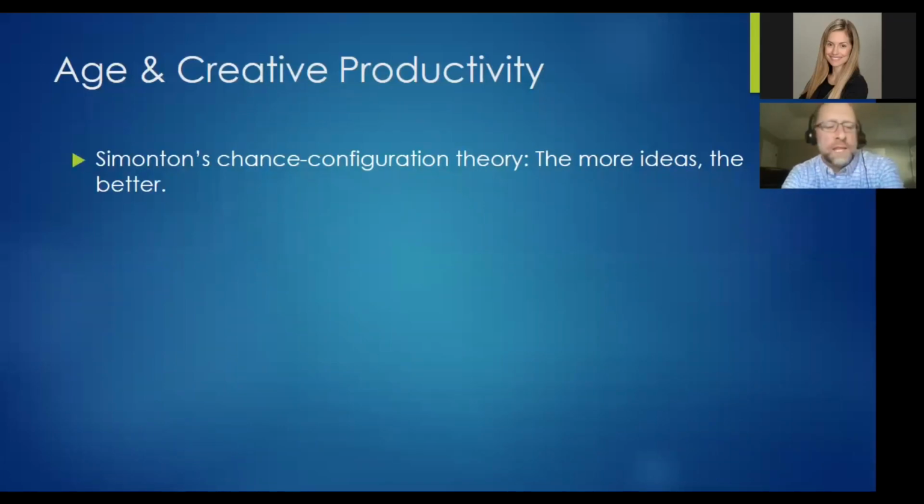Let me start here. The first practical strategy I want you to keep in mind is the relationship between age and creative productivity. Simonton's chance configuration theory basically says the more ideas, the better. Creators, believe it or not, are not very good at knowing when their creative work will actually be considered creative by others. It's almost like the lottery, if you will. If you buy one ticket, the odds of winning the lottery are not fantastic. If you buy 1,000,000 tickets, if you have 1,000,000 ideas, the odds of you winning the creativity lottery skyrocket.